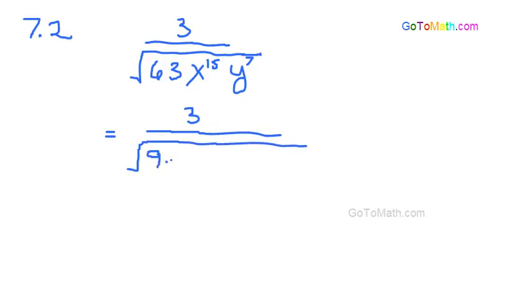9 times 7. 63. X to the 15th. We got x to the 14th. See, we want an even number here because this is the square root, times x, and then of course we can break that up as the y to the 6 times y. Okay, see that? Pretty clear.